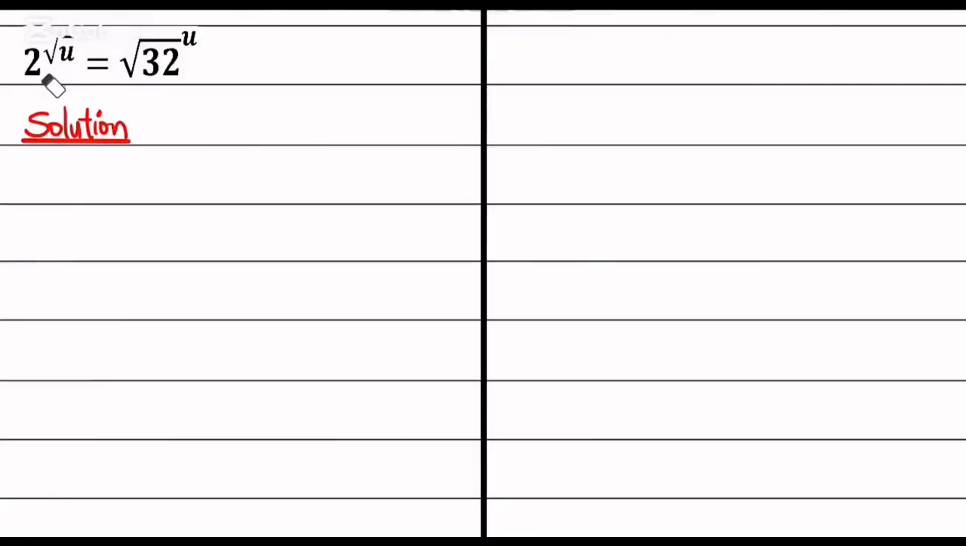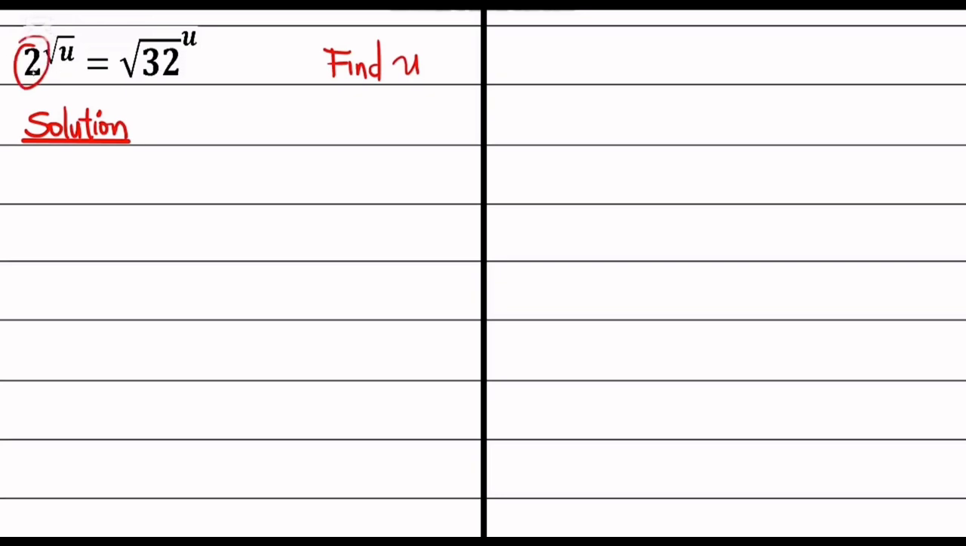Solving this question: 2 raised to the power square root of u equals square root of 32 raised to the power of u. What we need to observe here is that the unknown variable we're looking for is on both sides of the equation. And the best thing to do in order to handle this is to make sure that both sides of the equation have an equal base.